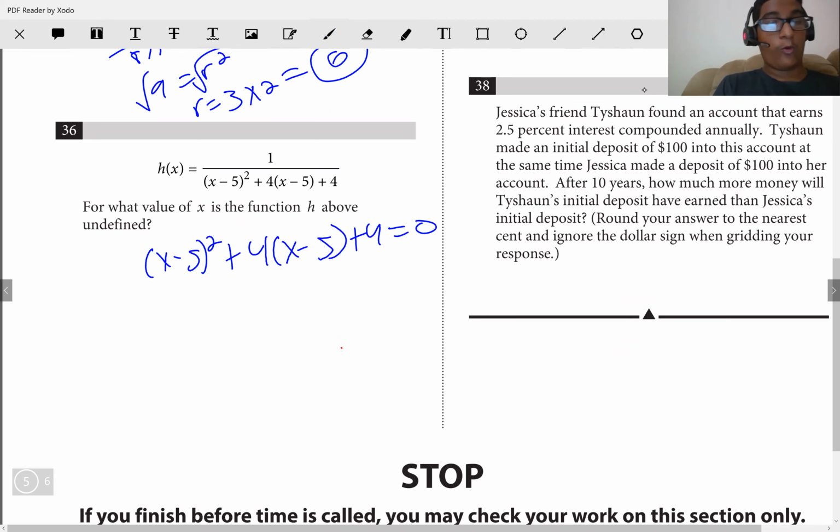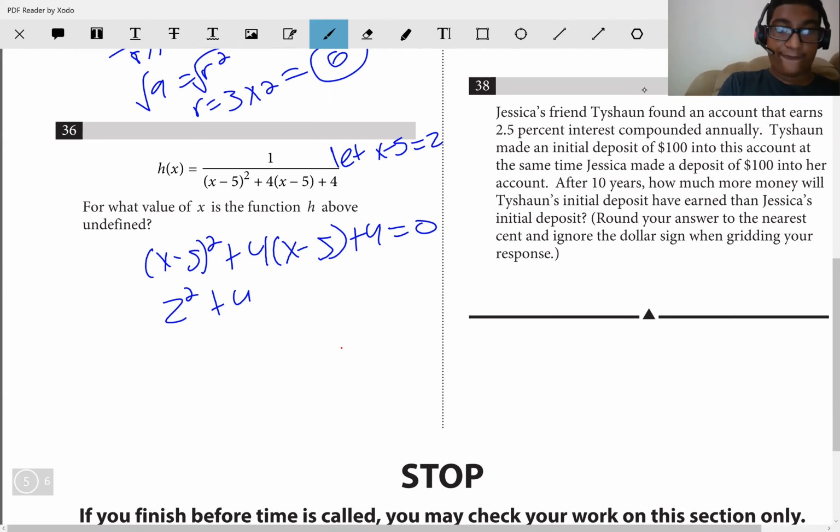Now, one thing you guys should know is this comes up a lot in the SAT. If you see x minus 5 shows up twice here, then to make the equation simple, let's substitute that for a variable. Let x minus 5 equal z for now. So we have z squared plus 4z plus 4 equals 0.